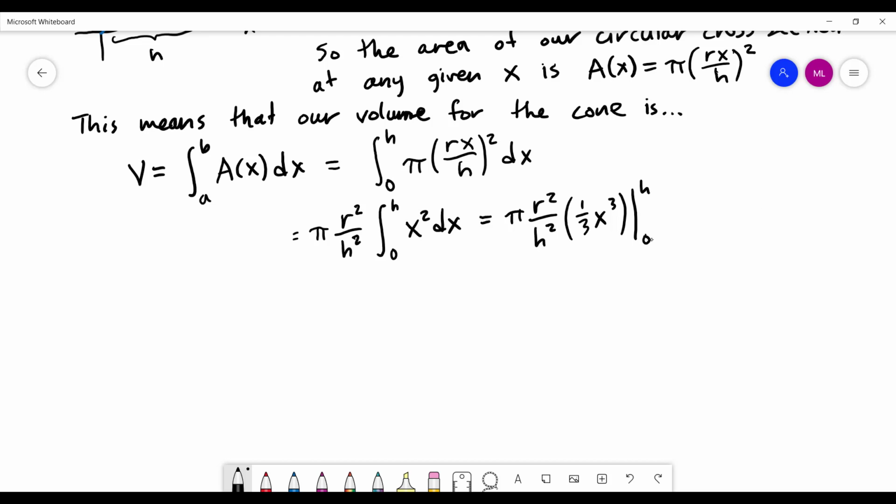When I plug in the lower bound of 0, this is all multiplication, so it's going to give me a 0 for my result. So I really only care about plugging in the upper bound in this case. When I plug in that upper bound, I'm going to get pi r squared over h squared times 1/3 h cubed. And we'll simplify, do some cancellation. That h squared is going to cancel with 2 of the h's that we've got here. And cleaning this up, I'll be left with a pi, an r squared over 3, and an h.